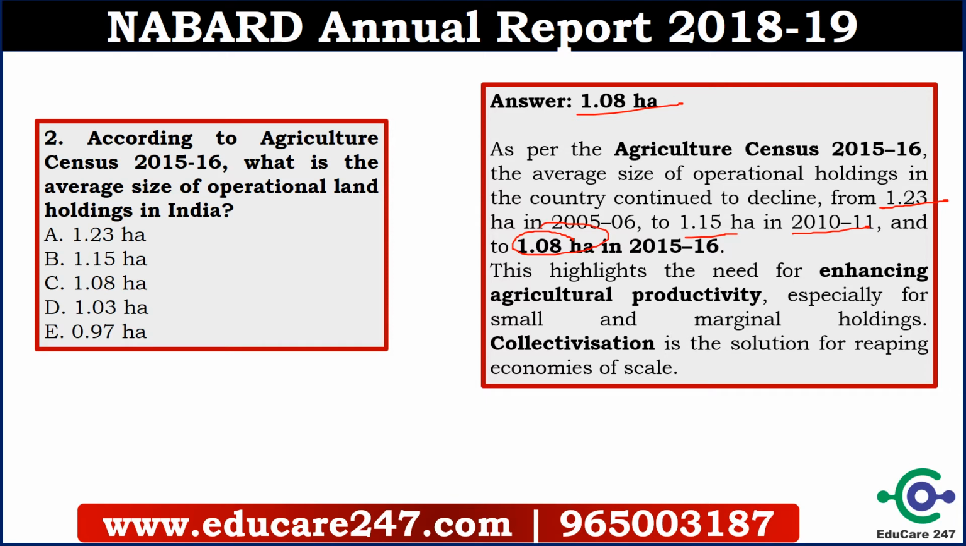So basically we have to improve agricultural productivity, and it is highlighted that since the average size is reducing, we are improving agricultural productivity, and that is meeting the need of the people.